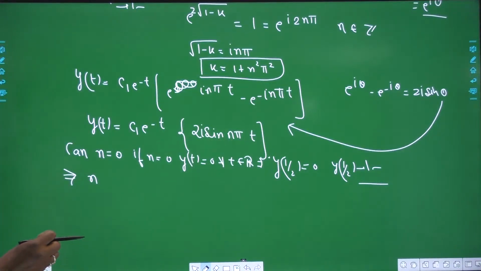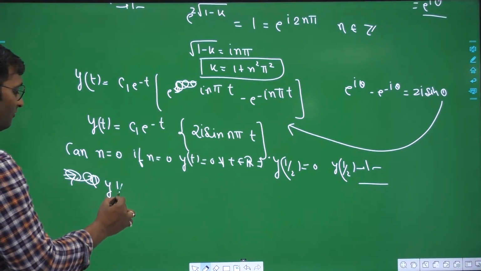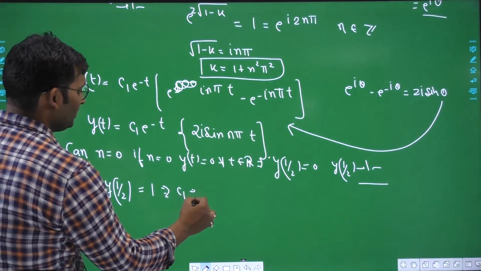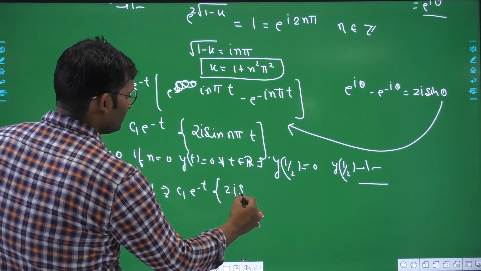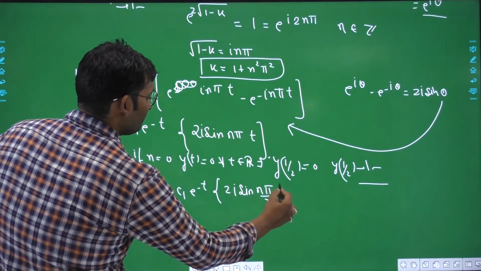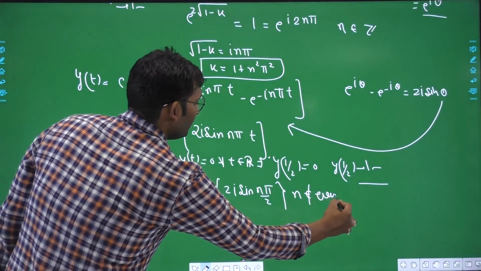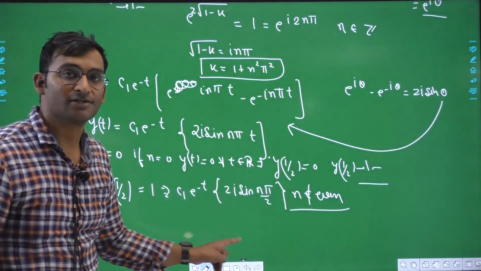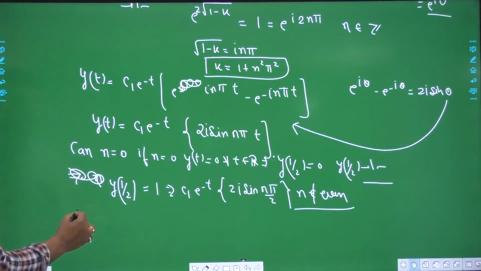Okay, now let us try putting values on n. So let us now start keeping some values to n. Now, clearly, if I see y(1/2), which is given equal to 1, it implies c1 e to the power minus t 2 iota sin of n pi by 2. It implies n cannot belong to even integers, because if n is even, in that particular case again what solution will you get? y(t) is equal to 0.